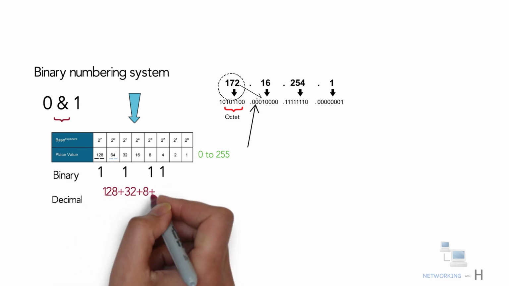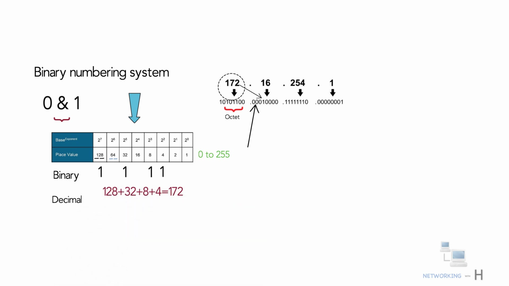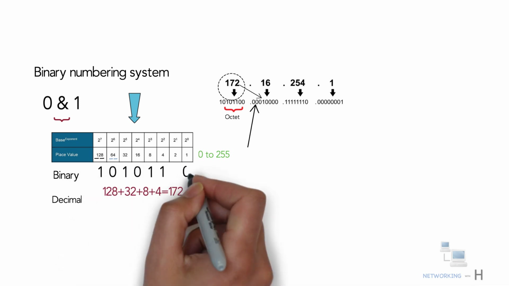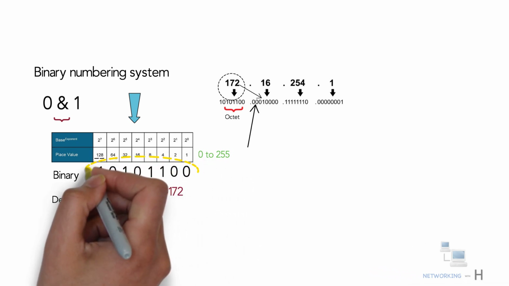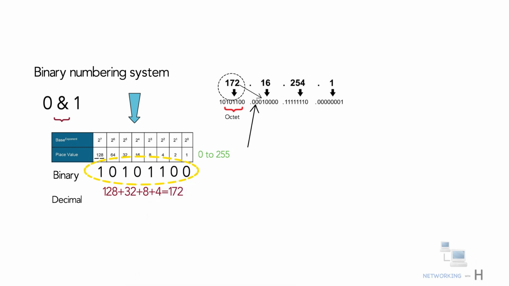So if you add up all the slots which have a 1 underneath them, you will get the total of 172. All of the remaining bits will be zeros. We don't need to count them as we already have our number. So this number here is the binary version of 172. Let's do the next number, which is 16. You would put a 1 under 16 and the remaining zeros, which gives you a binary value of 16. So this is how you convert a decimal number to binary form.